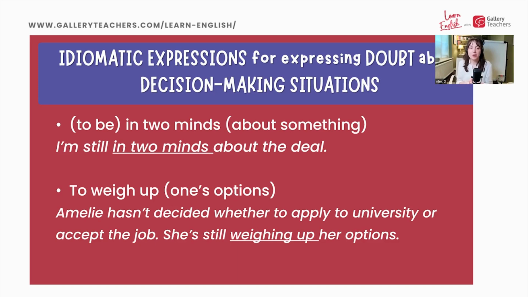So we have the expression to be in two minds about something. Example, I'm still in two minds about the deal, the business deal. I'm still in two minds about it. To weigh up one's options. Okay, we can imagine a set of scales. Example, Amelie hasn't decided whether to apply to university or accept the job. She's still weighing up her options. Okay, so weighing up there, really thinking about both possibilities, both options before you make a decision.